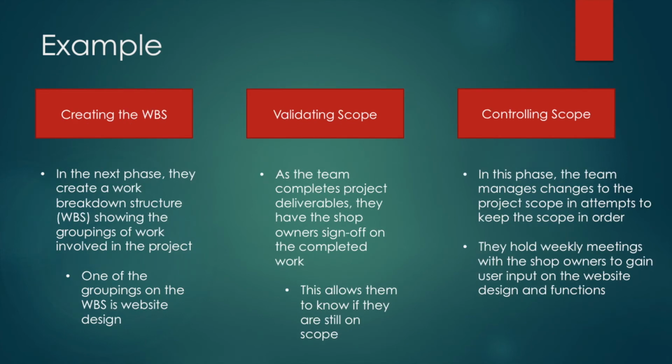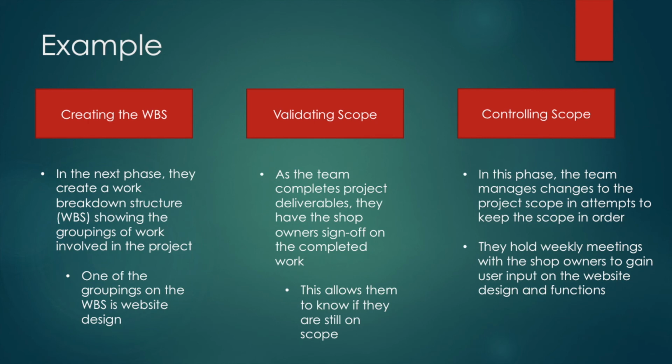The fourth phase of project scope management is creating the work breakdown structure. The team creates a work breakdown structure showing the deliverable-oriented grouping of the work involved in the project that defines total scope. After that is the validating scope phase. As the team completes project deliverables, they have the shop owner sign off on completed work, which allows Nick and Tom to know they are on scope and still have the satisfaction of the client.